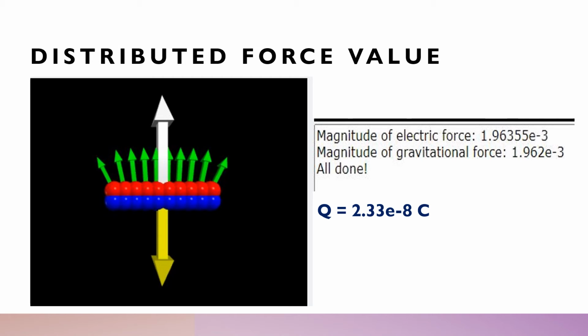In order to find a more accurate Q value within this model, the plug and chug method was used to find a new Q that would give a similar electric and gravitational force. As you can see, using Q equals 2.33 e to the negative 8 coulombs gives us 1.96 e to the negative 3 for both the electric force and the gravitational force. This is accurate because we know that because of Newton's second law, these two forces need to be equal.